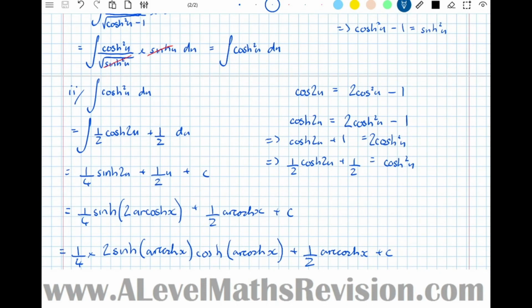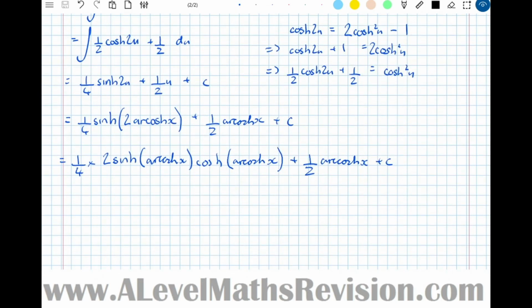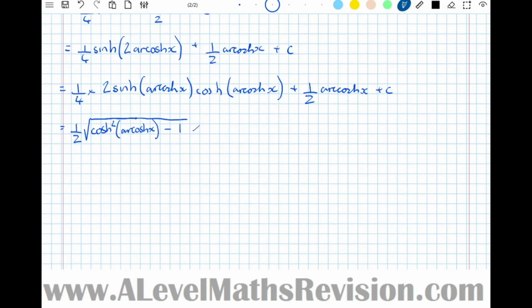And looking at this here, we see that sinh squared u is cosh squared u minus 1. Well, that means that sinh u is the square root of cosh squared u minus 1. So that equals 1/4 times 2, which is 1/2. So it equals 1/2. And instead of sinh of arcosh x, we're going to do square root of cosh squared of arcosh x minus 1. And cosh of arcosh of x is just x. So times x plus 1/2 arcosh of x plus c.